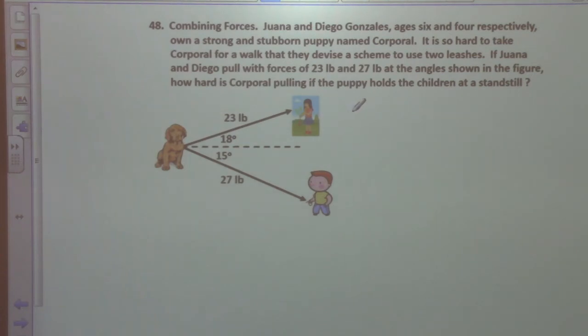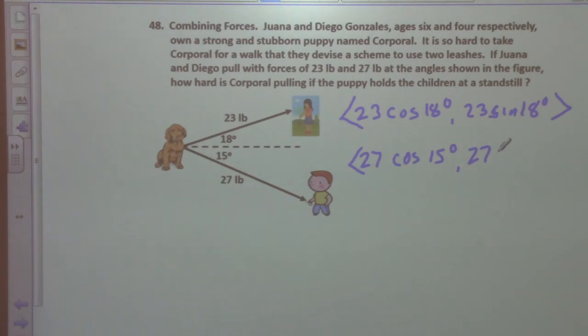I'm going to show you what Karina wrote down because it's good work. She wrote this down as 23 cosine of 18 degrees, comma, 23 sine 18 degrees. Does that look right? Is everybody okay with that so far? Okay. And then right below it, she wrote 27 cosine 15 degrees, comma, 27 sine 15 degrees. I don't know where I got 17 from, but I put 27, sine 17.